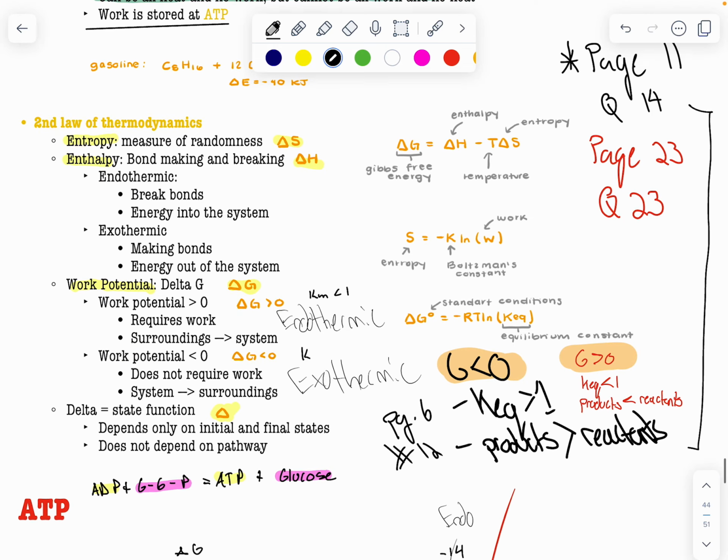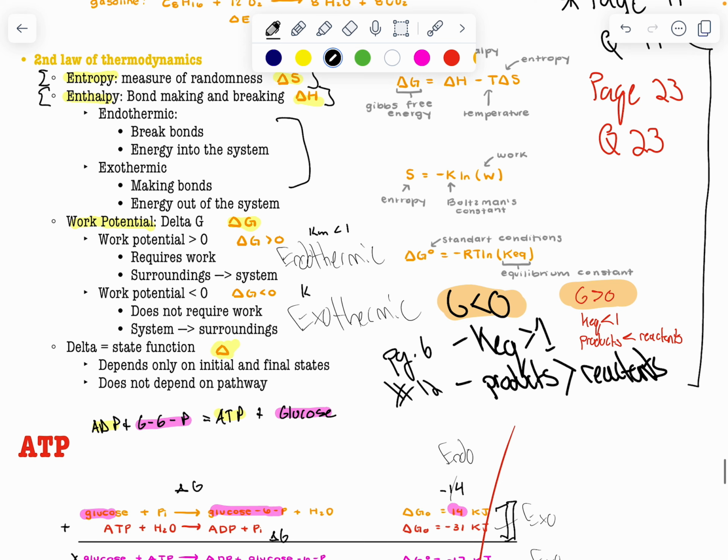Sweet. Second law of thermodynamics. Entropy is the measure of randomness, and that is going to be represented as delta S. Enthalpy is going to be delta H, bond making and breaking. We've already seen that concept with endothermic and exothermic graphs. Again, right here, endothermic: break bonds, energy into system. Exothermic: making bonds, energy out of system.